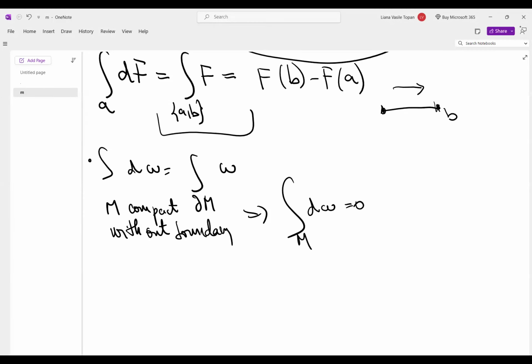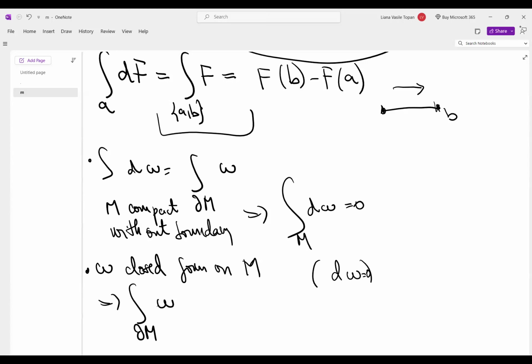Now suppose also that omega is a closed form on N with boundary, M manifold with boundary. So closed, if you remember, means that d omega is equal to 0, which means what? Which means that the integral on the boundary of M of omega will be the integral of d omega on N, and that is 0 again, right? Very well.